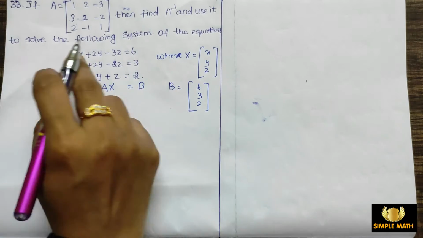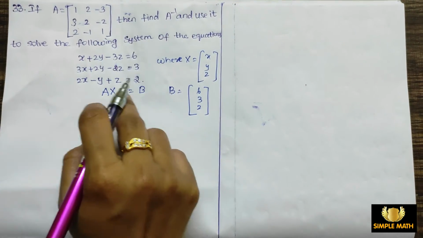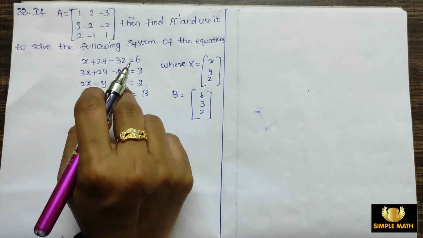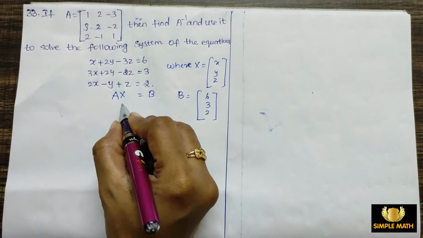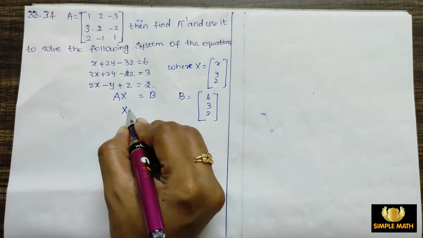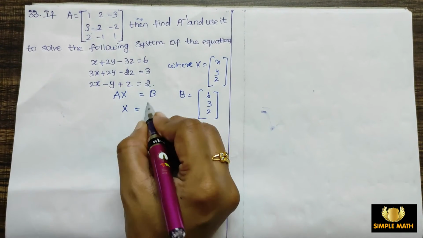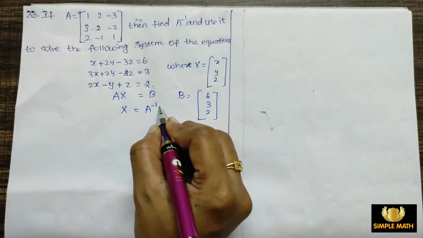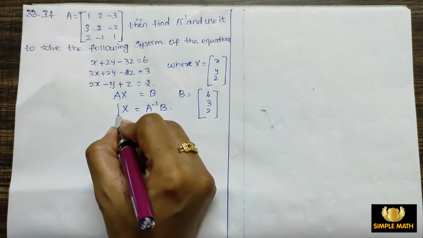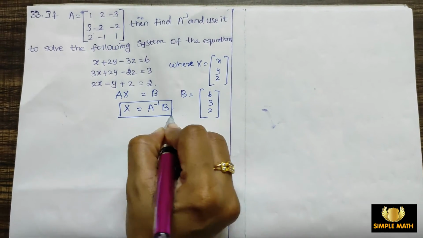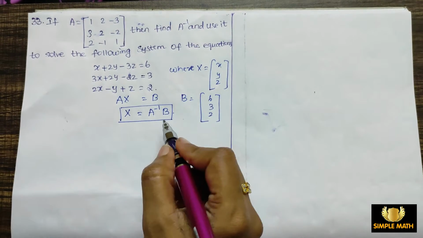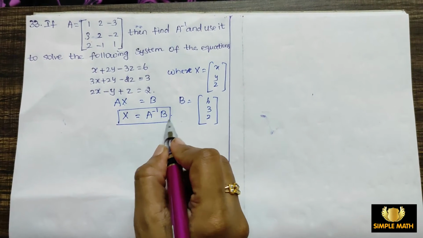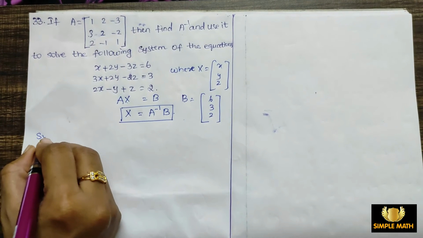So here, using the following system of equations, I have to calculate the values of x, y, z. So I am keeping x as it is and taking A to the other side, so that I have A inverse B. Now I have the values for the B matrix. I want to calculate the value of A inverse. So for that I am entering into the solution part.